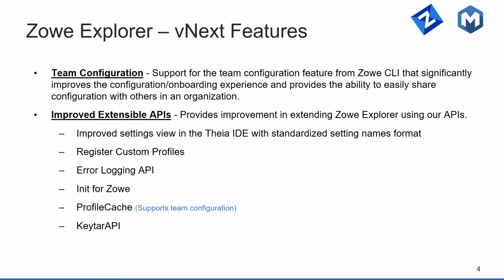And this profiles cache API supports team configuration. So if you're an extender who extends Zowe Explorer, who uses Zowe Explorer APIs, you can check out or play with the profiles cache API, and then it is already available for you to use the team configuration, as well as have this backwards compatibility with V1. So these two features, you can clone the repository and try it out with your extension. Next slide, please.